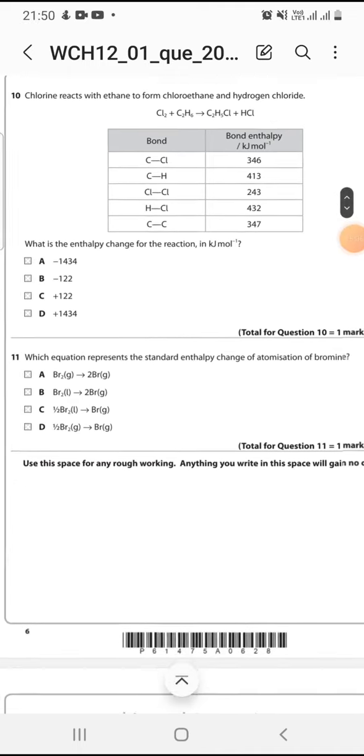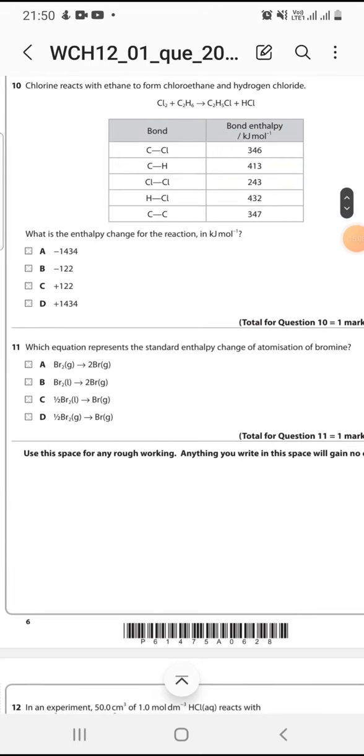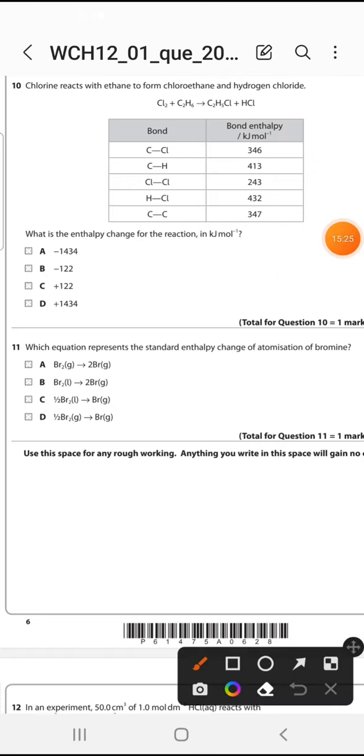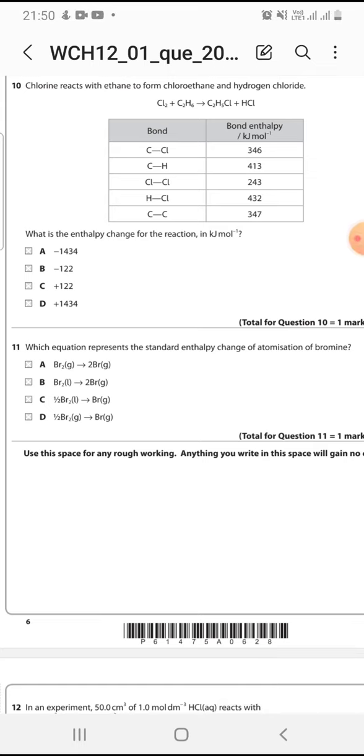We'll go to question number 11. Which equation represents the standard enthalpy change of atomization of bromine? We always have to be thorough with the definitions. Atomization of bromine means you make 1 mole of bromine atoms in the gaseous state. So the answer has to be either C or D. But we have to start with the standard state, so the answer will be C because Br2 is a liquid. So easy.